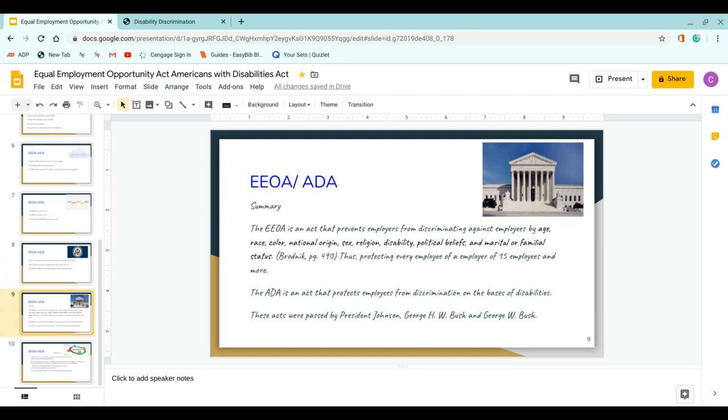These acts protect employees of an employer of 15 or more. They affect all of us who are employees, everybody who wants to have a job, everybody who is thinking about getting a job, who applies for a job. Every one of us in the workplace is affected by these acts.